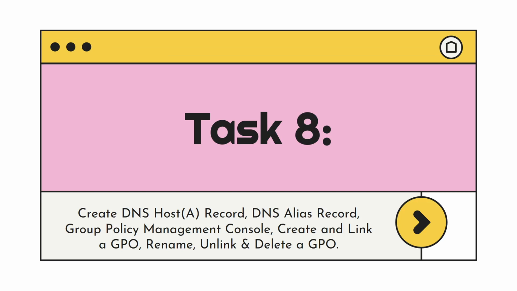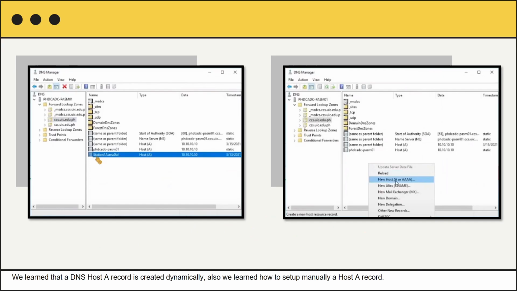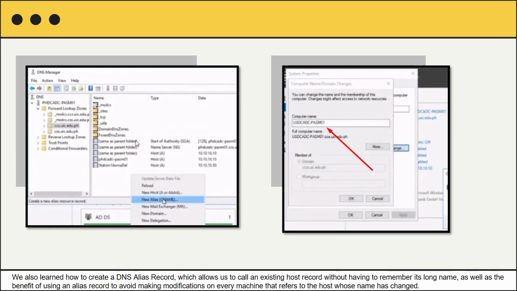Task 8. Create DNS host A record, DNS alias record, group policy management console, create and link a GPO, rename, unlink, and delete a GPO. We learned that a DNS host A record is created dynamically. Also, we learned how to set up a host A record manually.